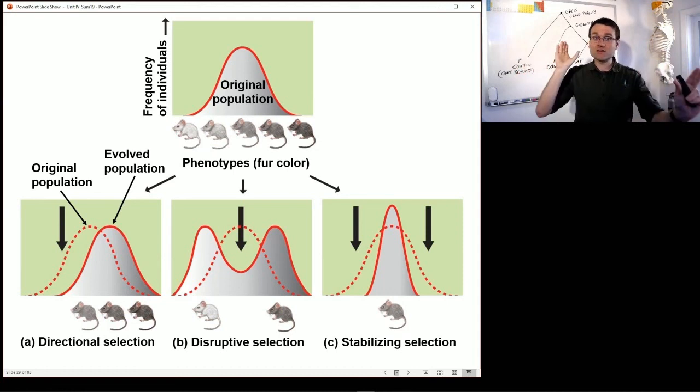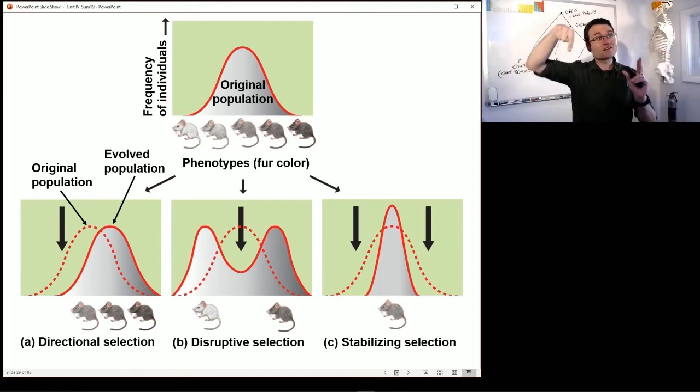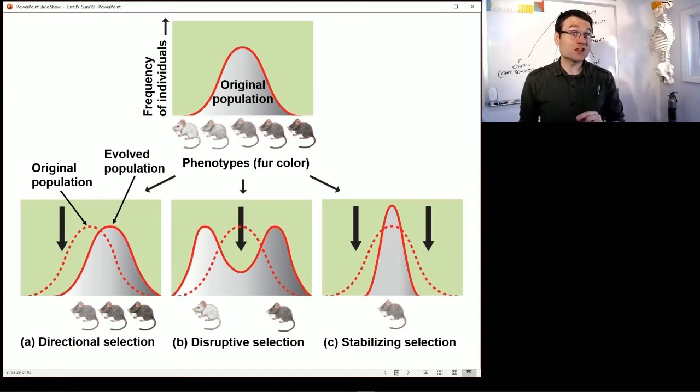We have a balance between the dark-colored mice and the light-colored mice with not a whole lot in the middle. Third possibility, stabilizing selection.